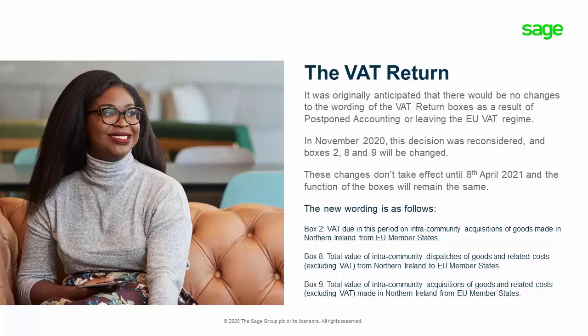So box 2 will say VAT due in this period on intra-community acquisitions of goods made in Northern Ireland from EU member states. Box 8 will say total value of intra-community dispatches of goods and related costs excluding VAT from Northern Ireland to EU member states. And finally, box 9 will read total value of intra-community acquisitions of goods and related costs, excluding VAT, made in Northern Ireland from EU member states.